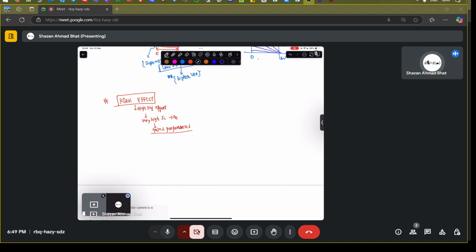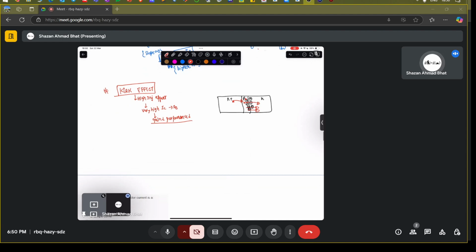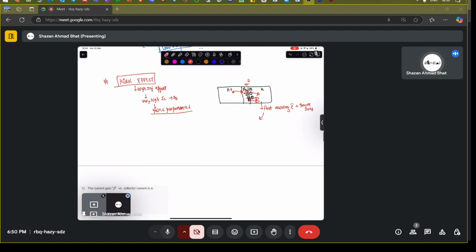Okay, so what happens if you have a device like this? You have this n plus region, you have p, you have n region, and there is a depletion region here. Whatever electrons are coming from the emitter side into the base side are swept into the collector side, because there is an electric field in this direction. So you have very fast moving electrons, plus immobile ions are here.